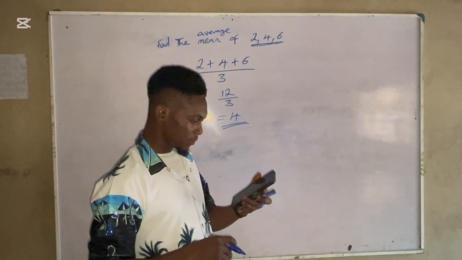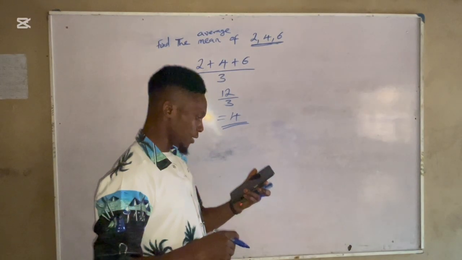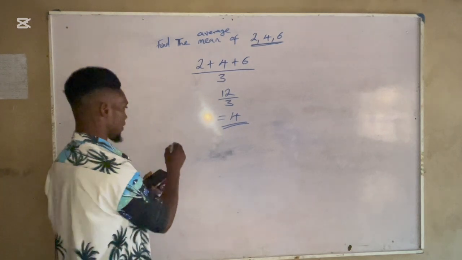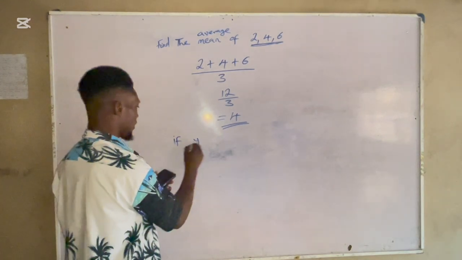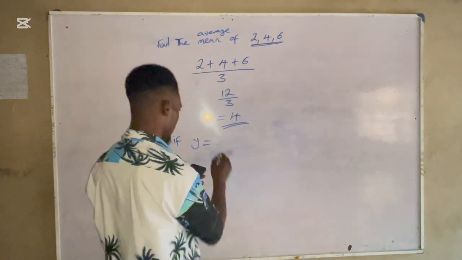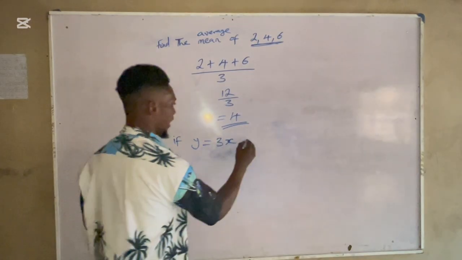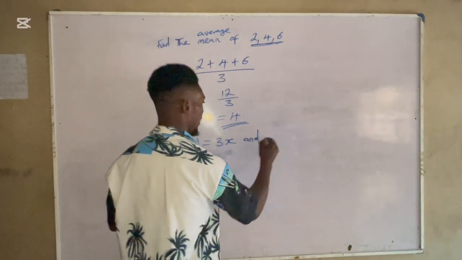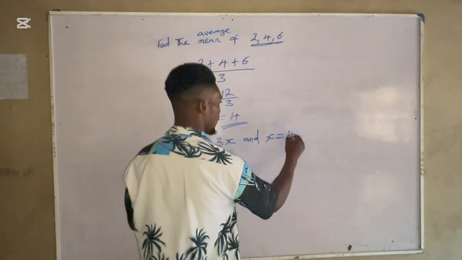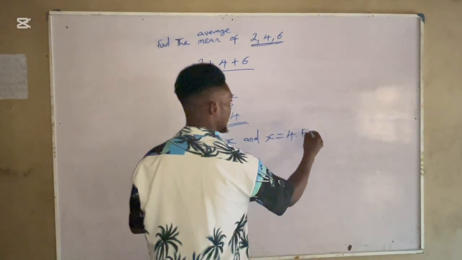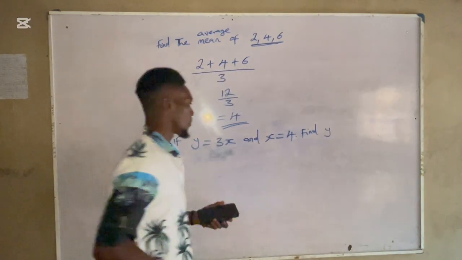Then the next one, if y is equal to 3x and x is equal to 4, find y.